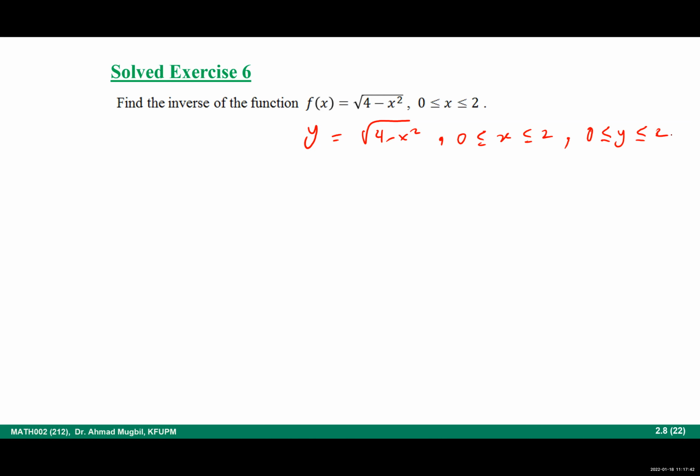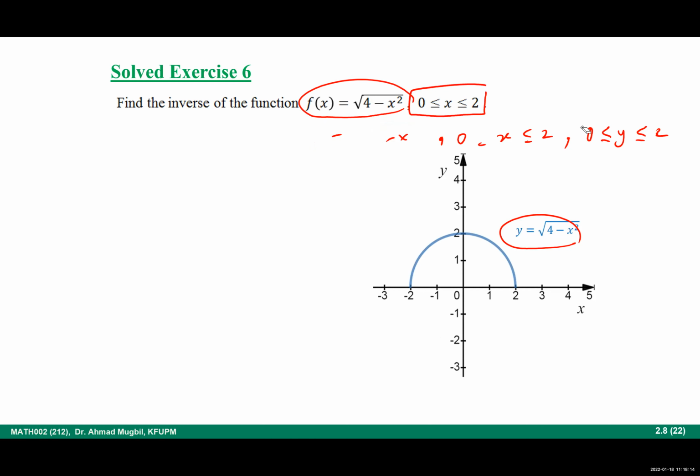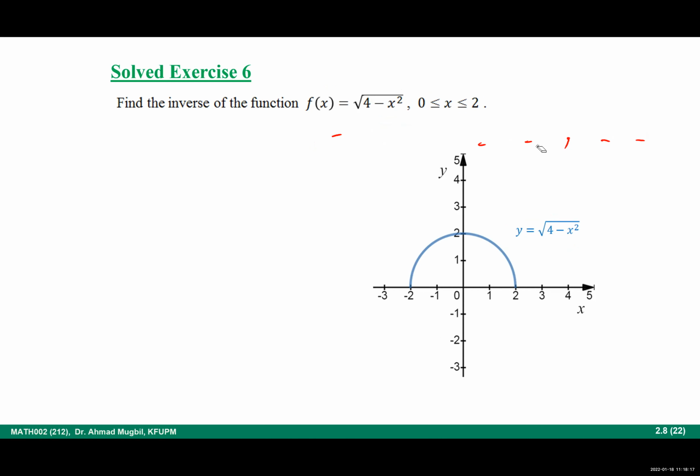In fact, this is about how to find the range. You can revise Math 001 again, but I'll show you why it will be like this. Do you remember that this is an equation of a circle centered at the origin with radius equal to 2? Now this function represents the upper part, the upper semicircle, the upper half of this circle. Because of this, of course, this is not one-to-one. Do you agree?